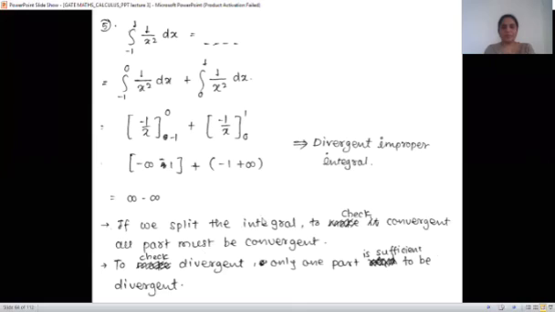Here, if we split the integral to check convergence, all parts must be convergent. There should not be any infinity. And to check divergence, only one part being divergent is sufficient. Only one, at only one place, if it is infinity, then it is divergent.